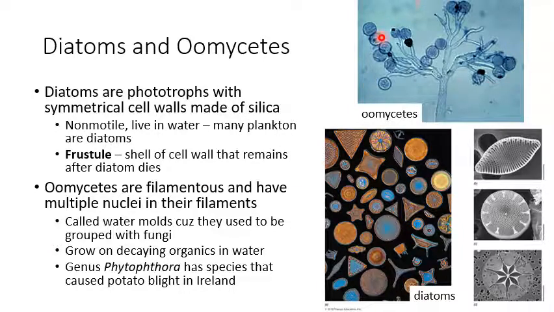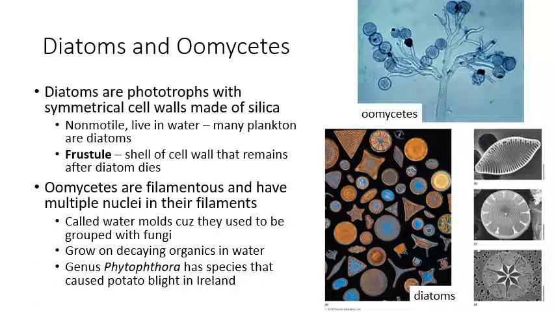So here you can see an oomycete with the filaments. You can't really see the nuclei in there. You can see little spores that are formed at the ends of some of these filaments, but there's not really divisions between the cells in these filaments, so you would have multiple nuclei inside of them.